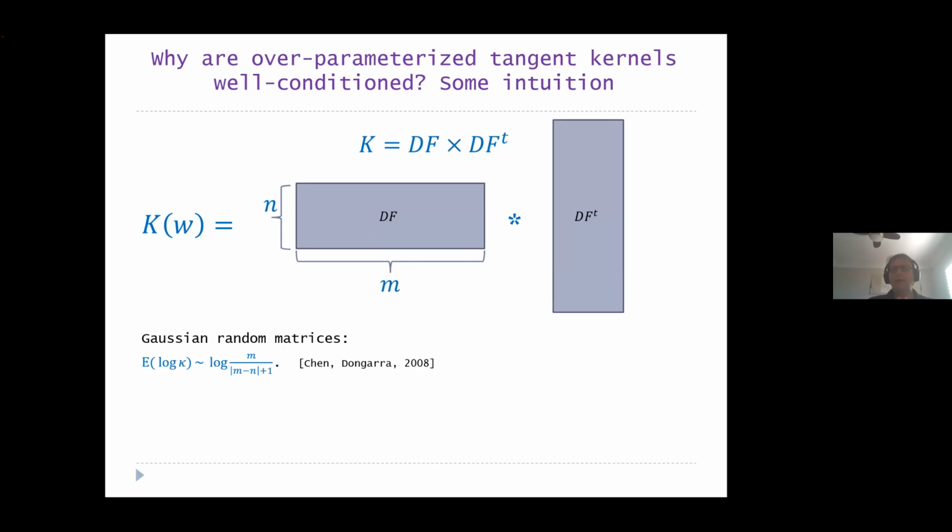So now let me give you some intuition why over-parameterized tangent kernels are well-conditioned, and then I'll discuss how you can prove it for some classes of neural networks. We have one question from Akram Al-Drubi: what happens when we start the ball in PL? Akram, I don't know if you want to unmute and ask your question.